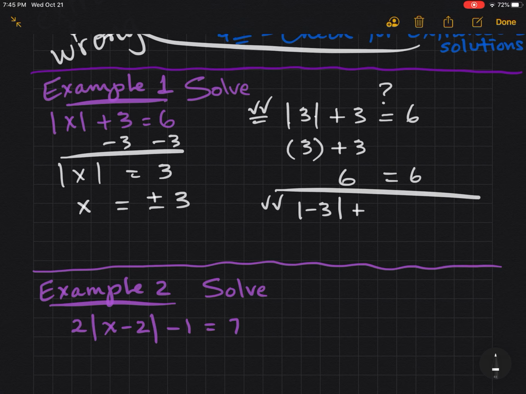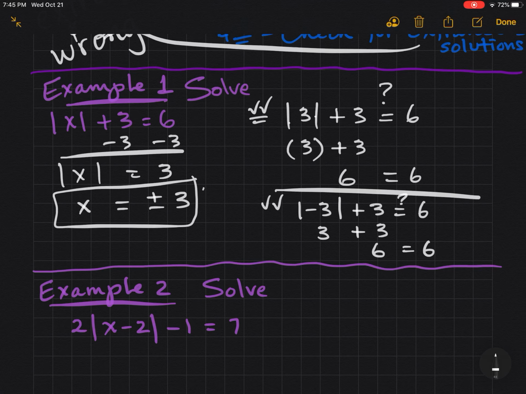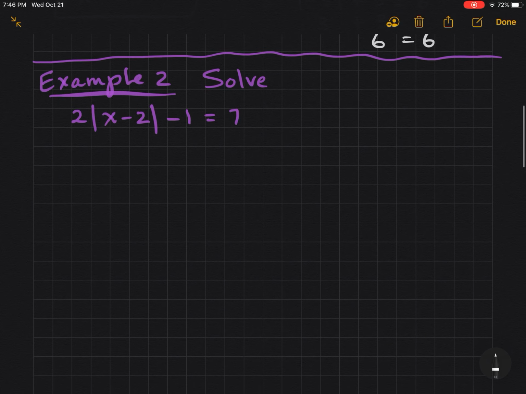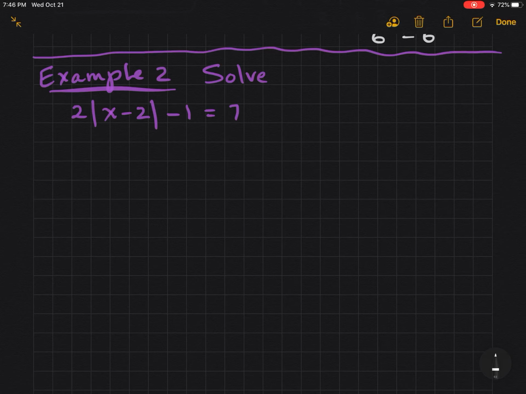Does negative 3 plus 3 equal 6? Well, you just make it positive when you remove the bars, and 6 equals 6. So both of these work, and I did double check. Alrighty, let's move on to example 2, and let's go through the steps.